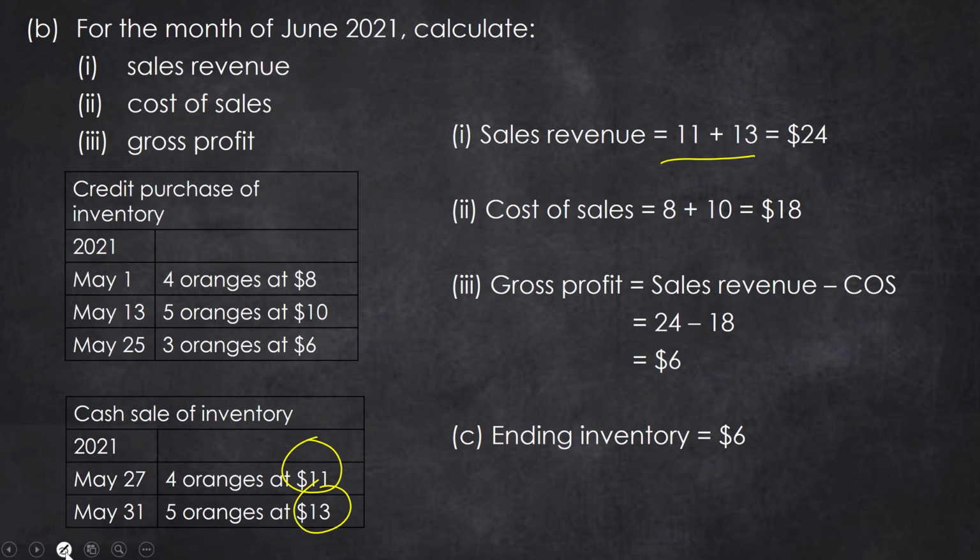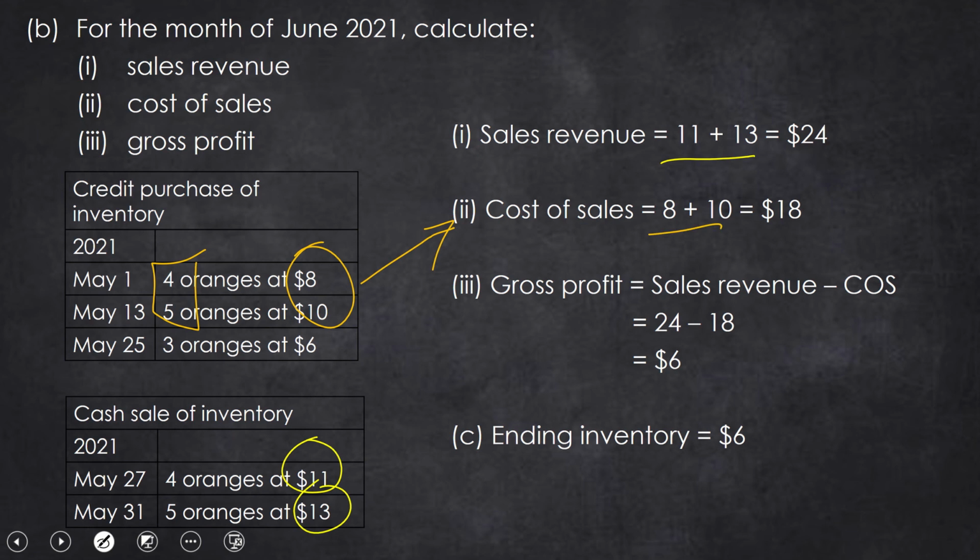Right, my cost of sales. My cost of sales relate to the amount of inventory that I sold, the cost price of the inventory that I sold, right? So remember, every time what is the cost of sale? The cost of sales is the cost of the inventory that has been released into the cost of sales for you to calculate your gross profit. So cost of sales are these two amounts, $8 and $10, because it is the 4 and 5 oranges which had been sold on the 27th and 31st of May. So cost of sales would be $8 plus $10, and I would get $18.